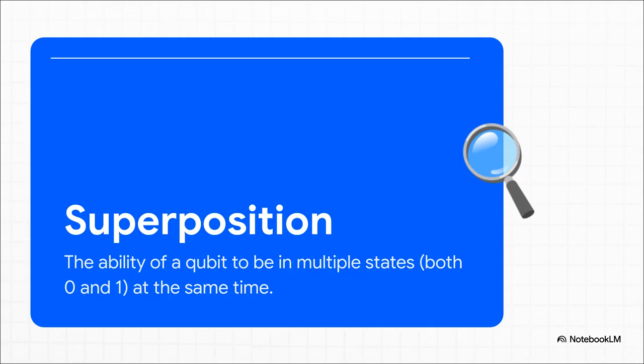The best way to think about it is like a spinning coin. You know, right after you flipped it and before it lands, it's not heads and it's not tails. It's a mix of both possibilities. And that is precisely what gives quantum computers their incredible horsepower. They can explore millions of possibilities all at once.